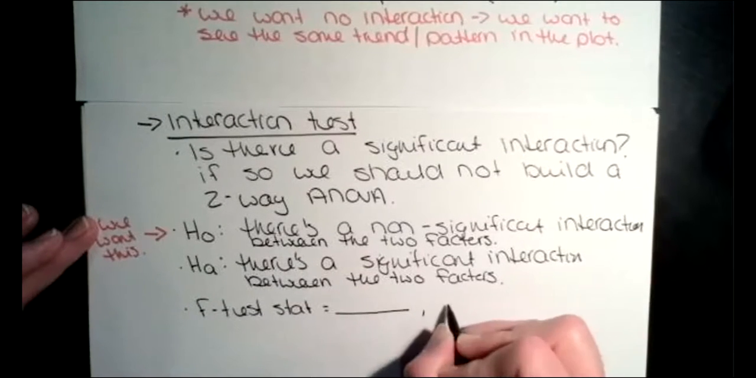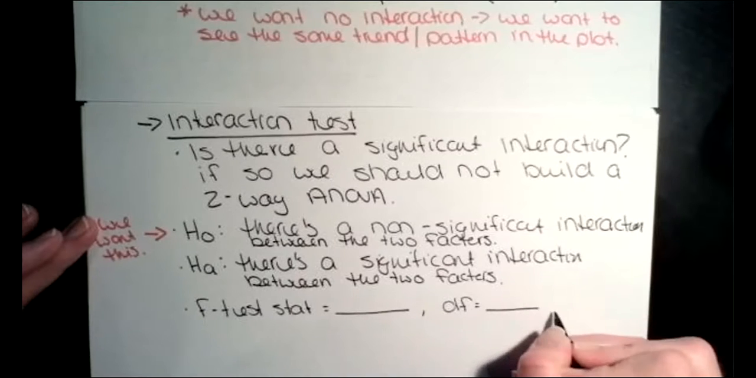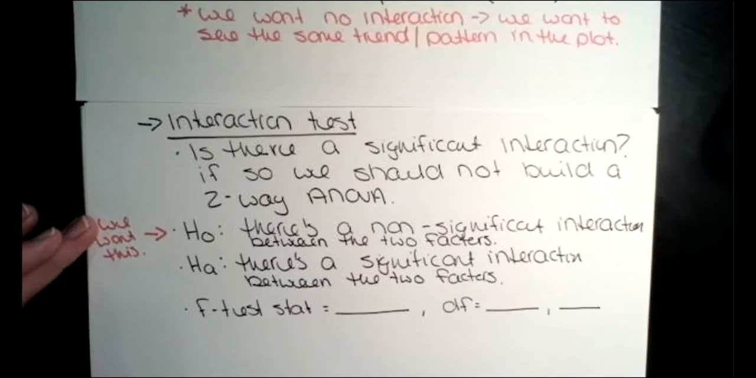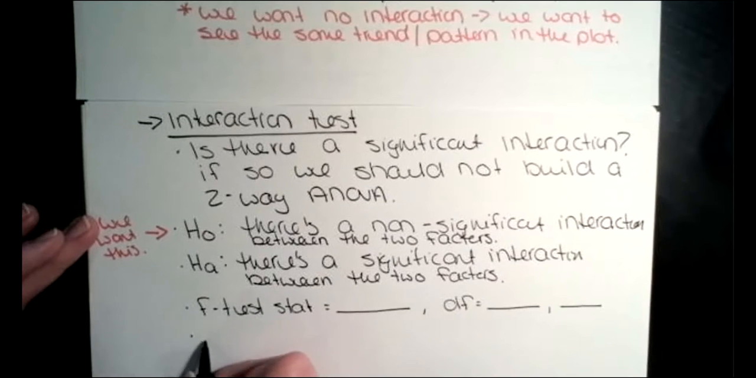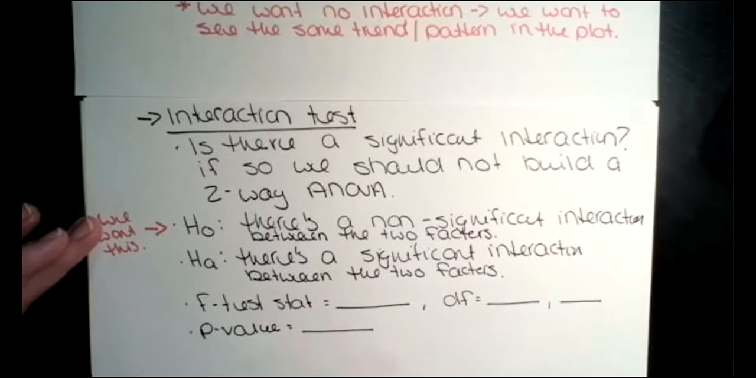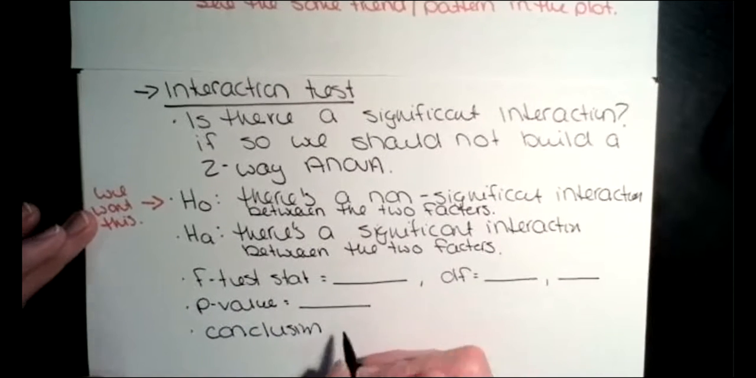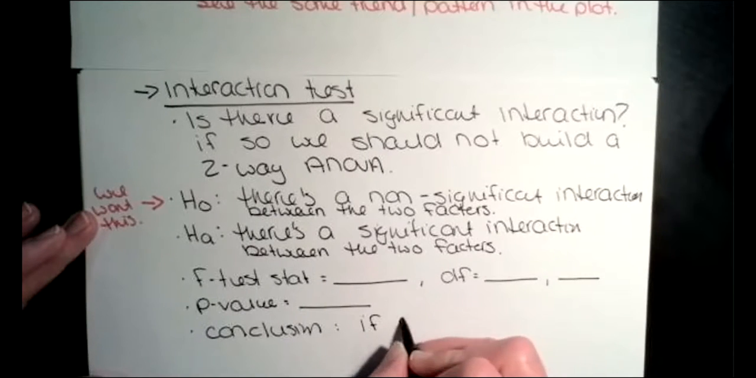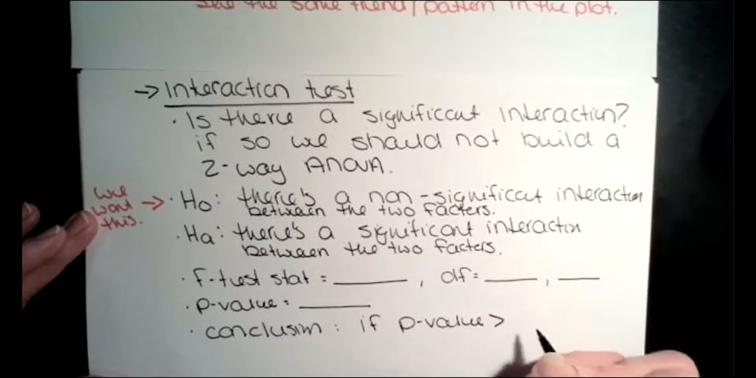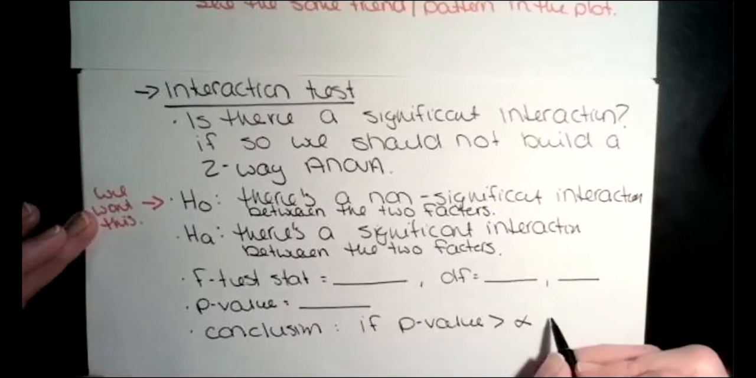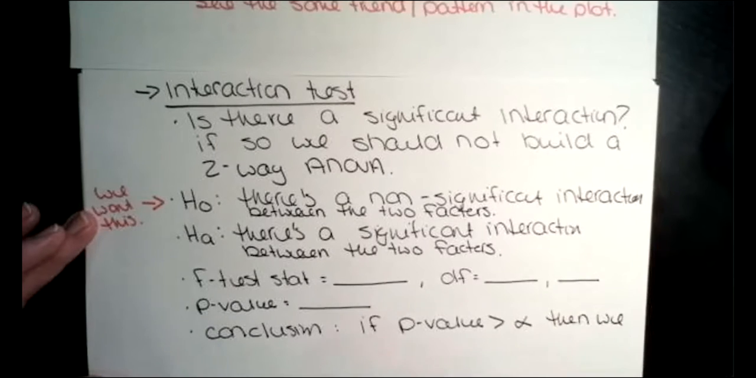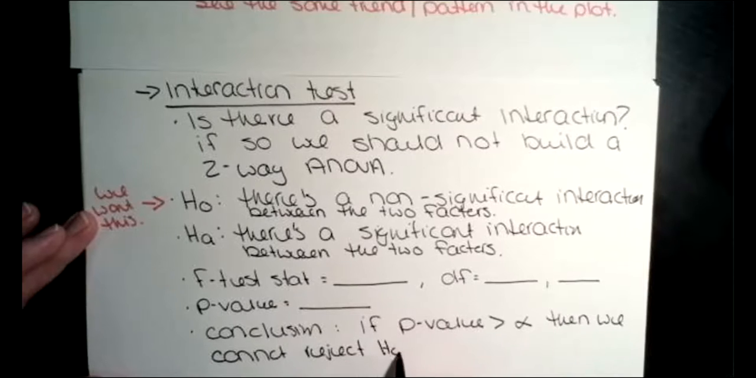We're going to report degrees of freedom. Of course, there's going to be two because it's an F-test statistic. We're going to report the p-value. And then we're going to write a quick conclusion. So we're not going to make it a long conclusion, but what we're really looking for is if the p-value is greater than alpha, that's what I want, then we cannot reject our null.